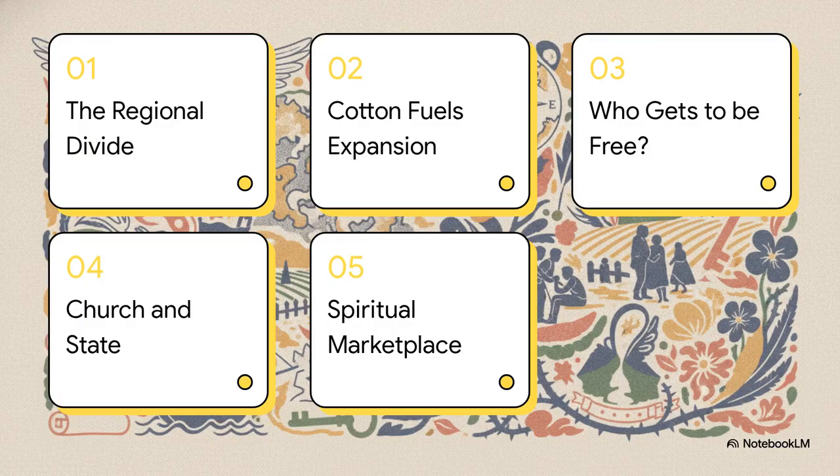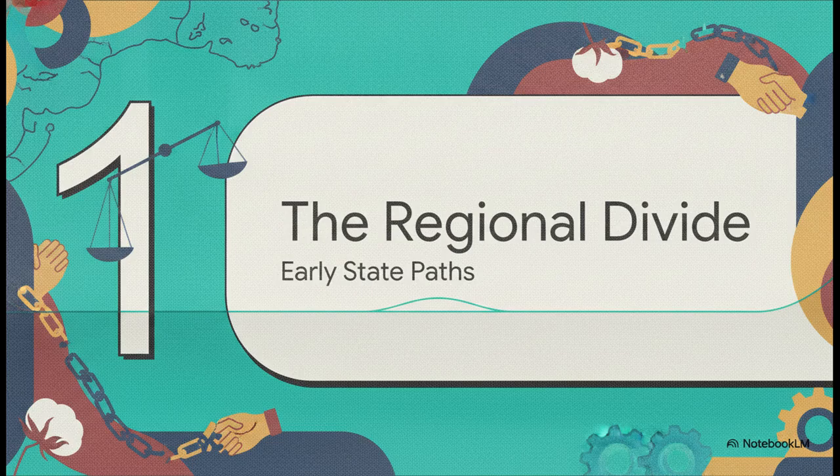To unpack this whole paradox, we'll navigate 5 key themes today. 1. The regional divide. 2. Cotton fuels expansion. 3. Who gets to be free? 4. Uncoupling church and state. And finally, 5. The spiritual marketplace. Let's jump right in. Section 1. The regional divide and the contrasting paths of early states.